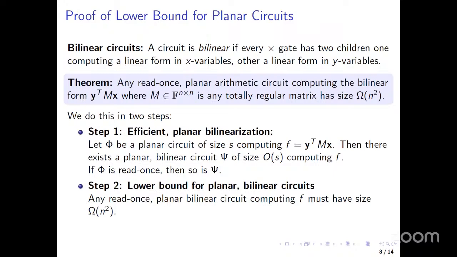So what do we have? We have a planar circuit where there are no edge crossings, and it is also bilinear, and it is read-once. And it computes a bilinear form of the form y transpose M x, where M is totally regular. Now I want to argue that such a circuit must have at least n squared gates.